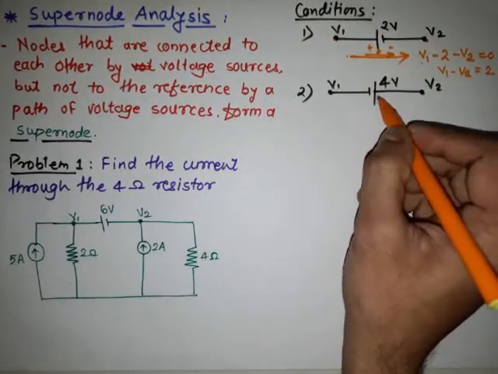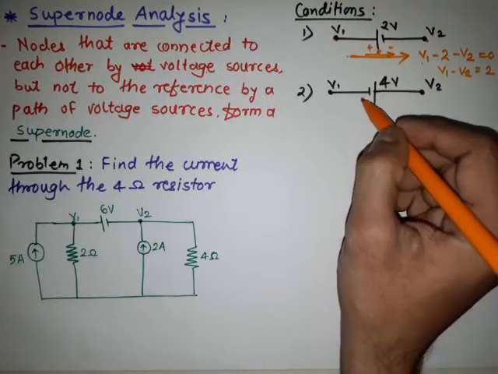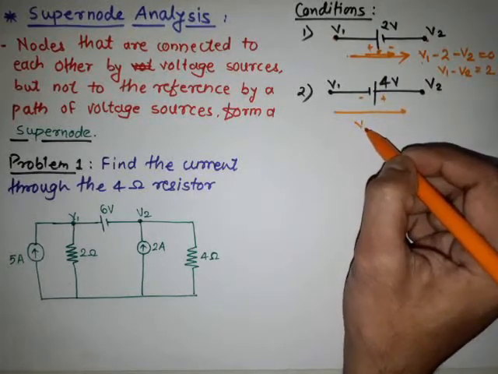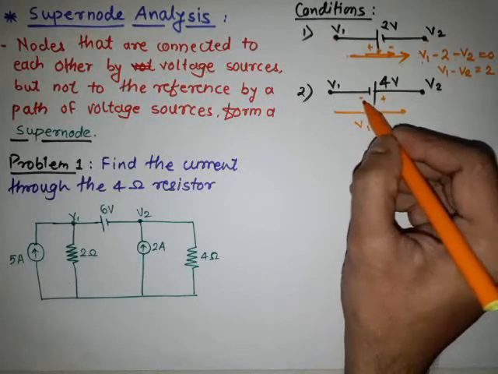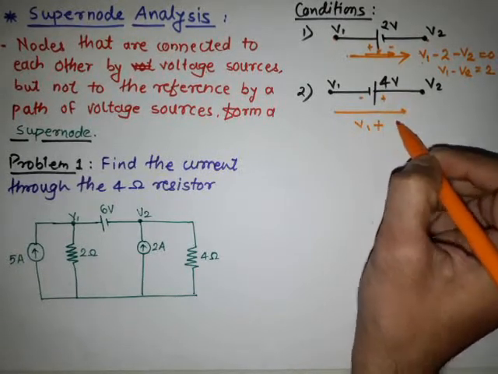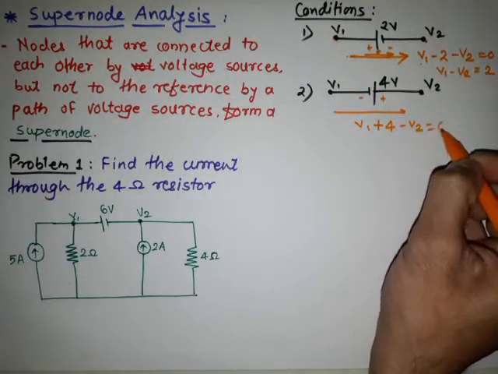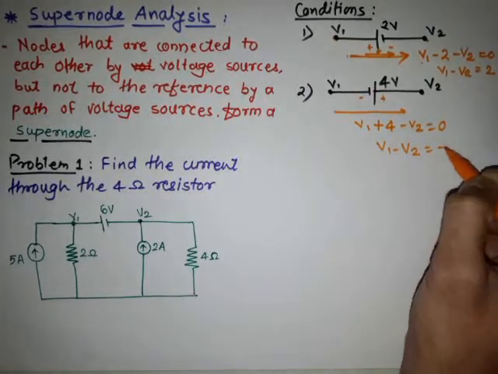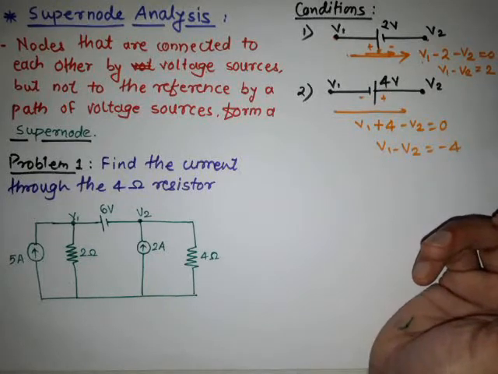And if the voltage source present between the two nodes has opposite terminals, suppose it is negative and plus, and we are going like this, then simply it is initial voltage V1, then see here the current is flowing from minus to plus terminal, so it is a rise in voltage, and I am considering it is plus 4 minus final voltage V2 is equal to 0. So simply V1 minus V2 is equal to minus 4. So these are the equations for the supernode.